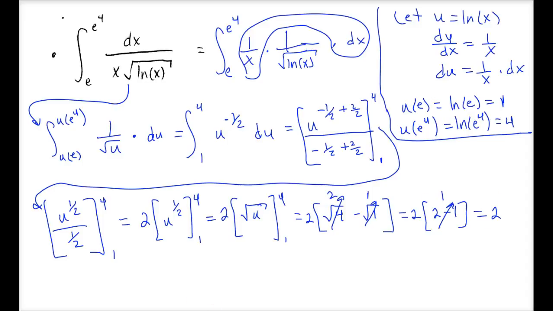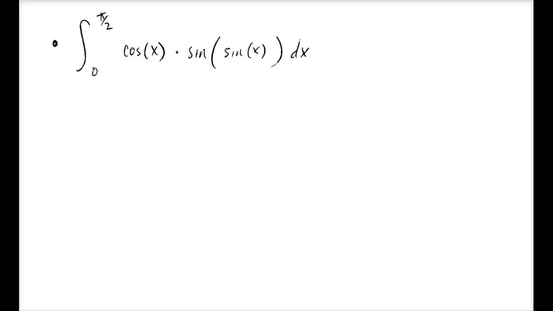All right, so let's move on to our last example now. For this problem, we have cosine x times sine of sine x dx, and we're taking the integral of that from 0 to pi over 2. In looking at this, we see that our innermost function here is sine x. So let's just take a chance on that and use that as what we're going to do our u substitution for.